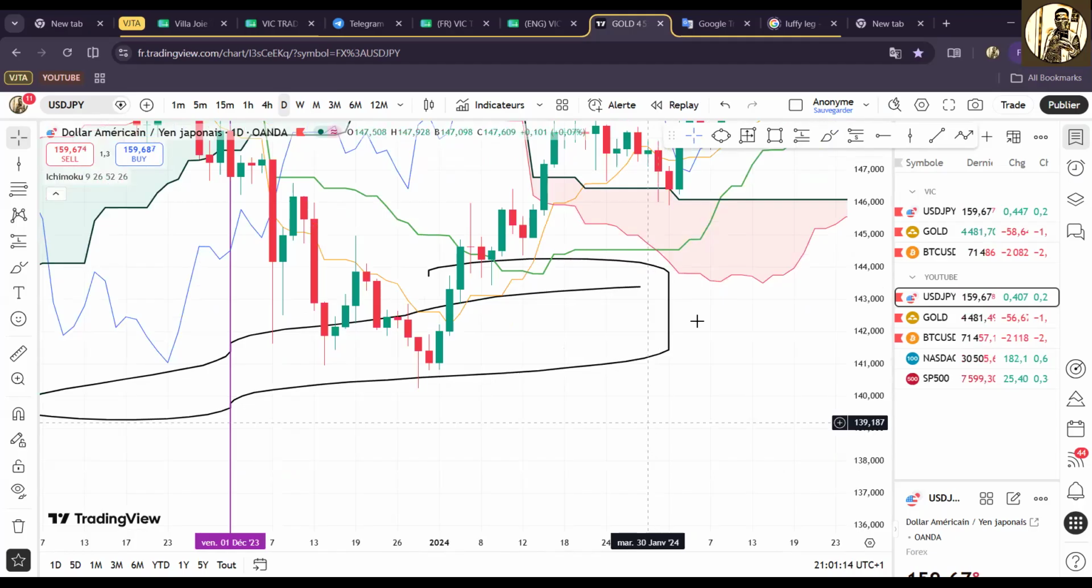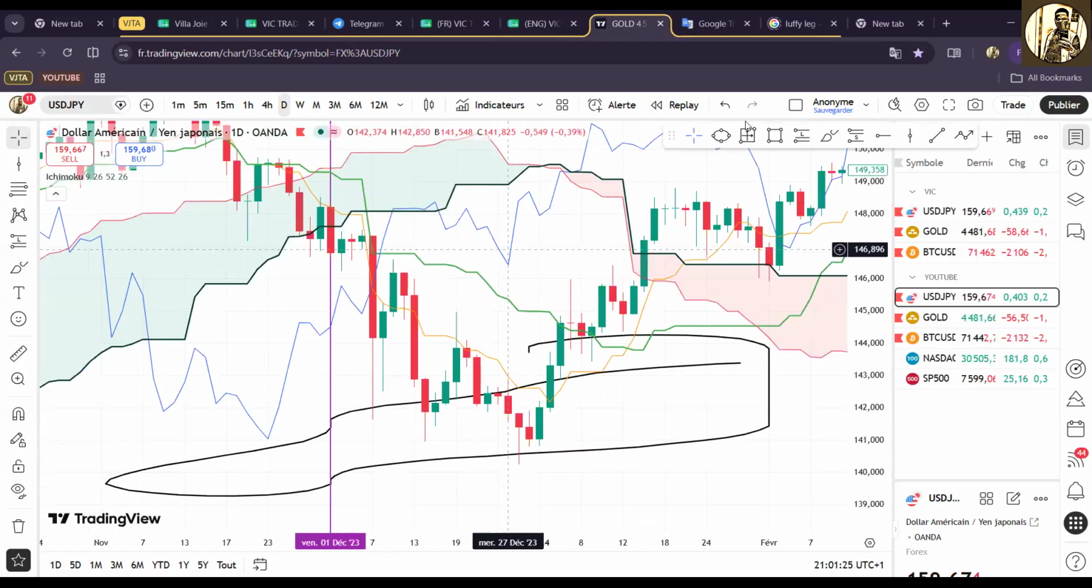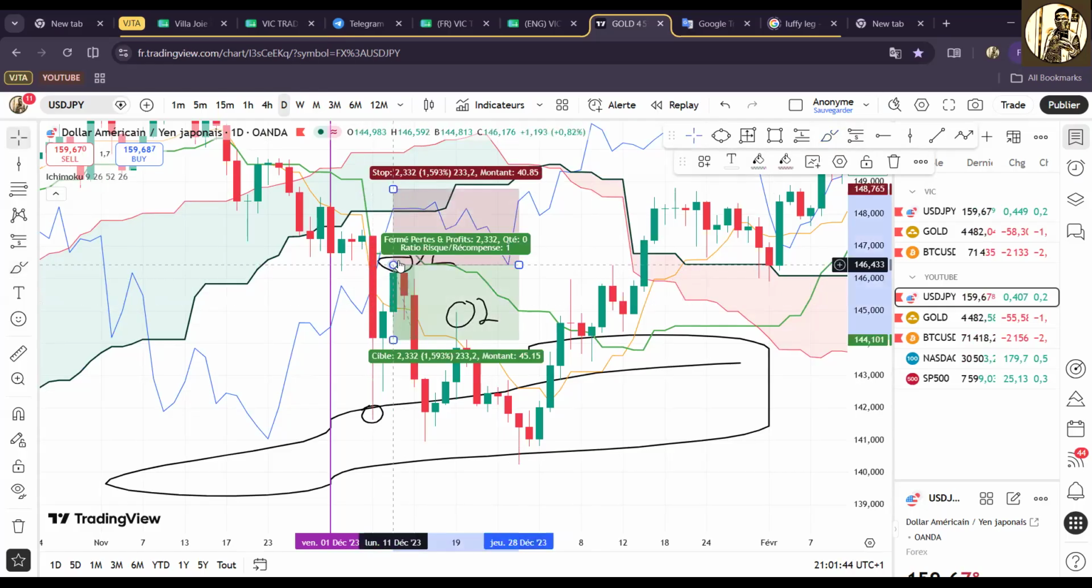Go on daily. On daily, what will you do? On daily, keep selling the price when you see Tenkan setup 1, 2, 3, right? Like on daily, even if the monthly setup has been touched here, sell this price here. That's the first Tenkan setup. Sell again here. That's the second Tenkan setup, right? Sell, just sell, because Tenkan is still bended to the downside.